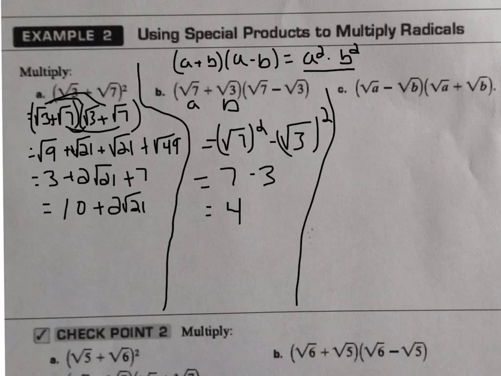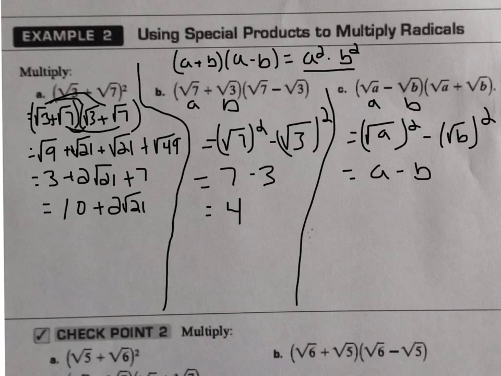Okay, let's look at C. Same situation. This is our A. The square root of A's are first in both terms. Our second terms are B's. The square root of B's are the same in both second terms. To do A squared minus B squared, we're going to have the square root of A, that whole thing squared, minus the square root of B, that whole thing squared. The square root cancels out with the squared. They're inverses, so you just get A minus B.